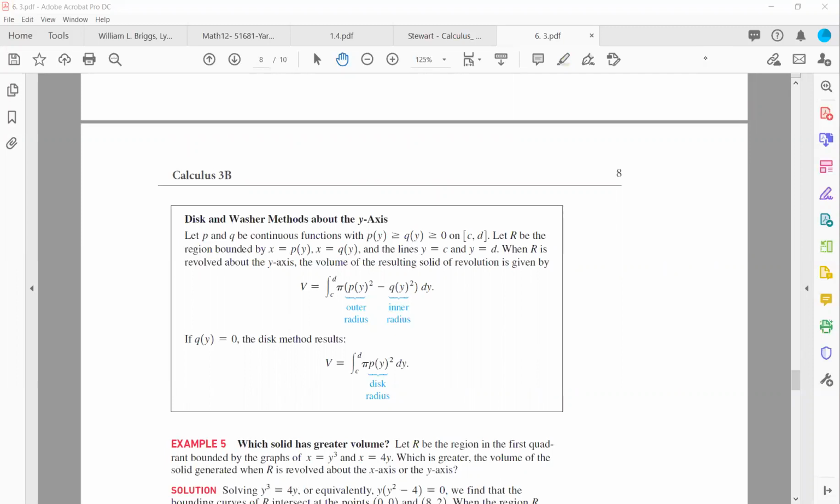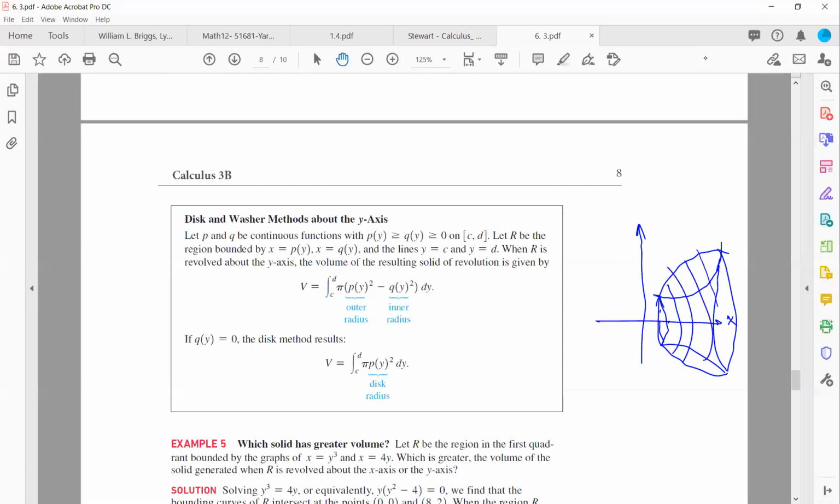So suppose you have this region here. If you revolve this around the x-axis, you get this shape here. And this guy goes here. So the shape is like this. What if we revolve this around the y-axis? Of course, you get a different shape, a different solid.